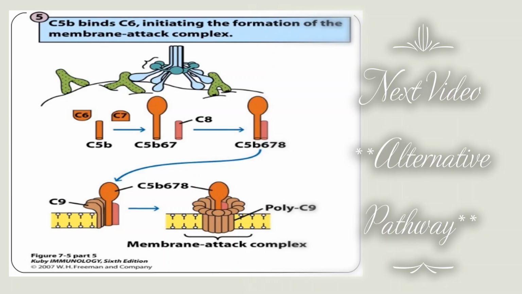So through this tubular pore, small molecules can diffuse freely, and so the cell cannot maintain osmotic stability, which will lead to lysis of the target cell or the bacterial cell. That is the function of complement proteins in the classical complement activation pathway.